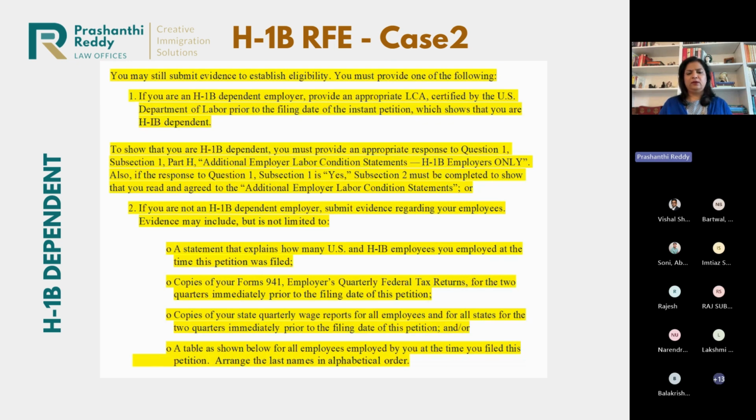The 941 quarterly federal tax returns for the last 2 quarters just before you file this petition, and that will show the number of employees that you have. Quarterly wage reports for all the employees in all the states. This will also show how many employees you have. And then they want a table to show how many employees you have and how many of them are on H-1B, so that they can see whether you're dependent or not.